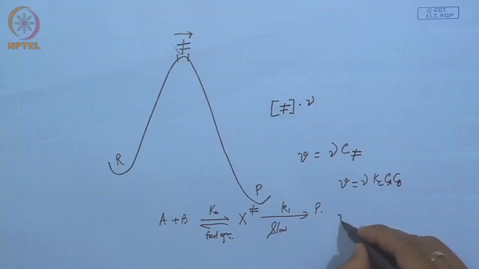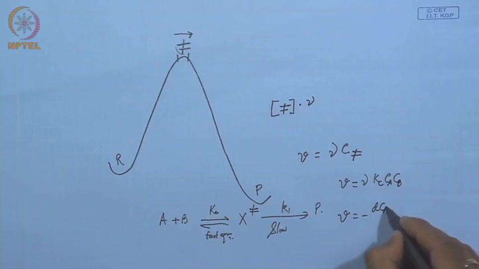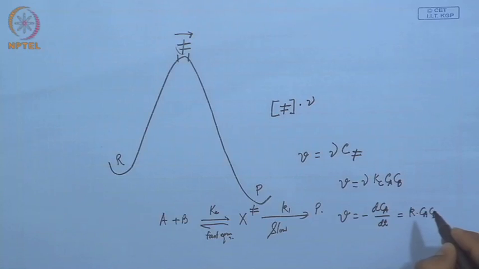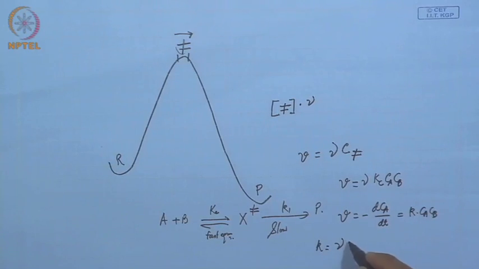And we know that V is equal to minus dCa dt, which is equal to K times Ca Cb. Therefore, we can write the rate constant K is equal to nu times Kc. Kc is basically the equilibrium constant for this activated complex formation, so you can also put a double dagger on Kc. So, we are involving this activated complex in this equilibrium process with your reactant side.